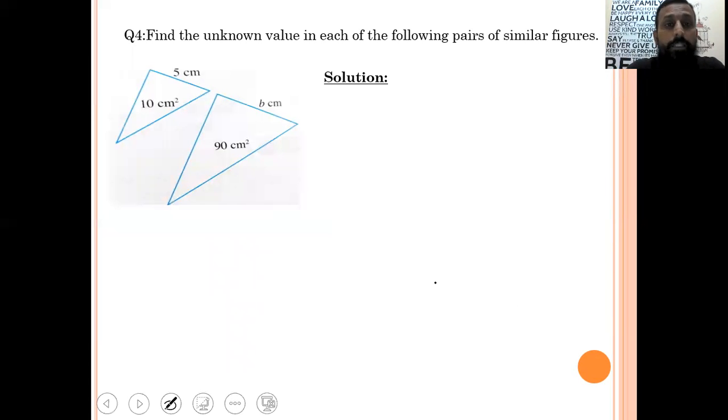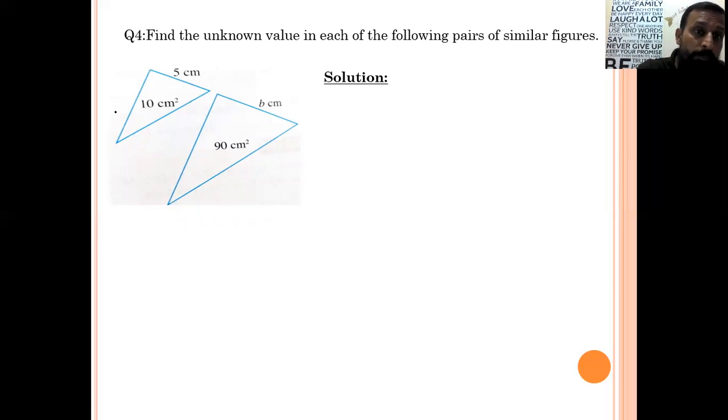So another question, boys and girls, there are again two triangles given to you. Now, the first area A1 is 10 centimeters square. The second area A2 is 90 centimeters square. The first length L1 is 5 centimeters and the second length L2 is B, that is unknown B centimeters. So this is your A1, this is your L1, likewise this is your A2, and this is your L2.